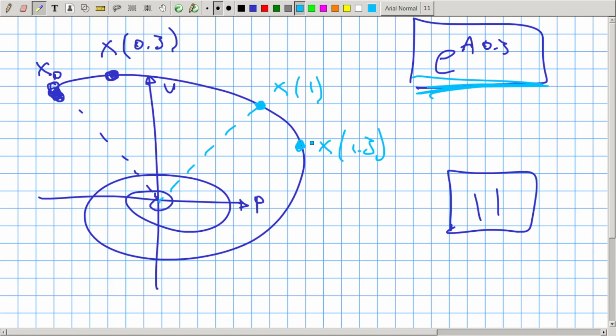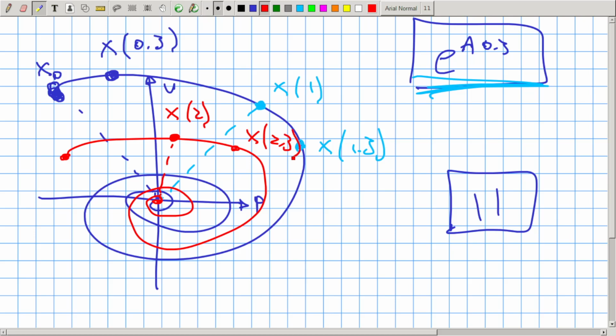People, do you see it? 1, 2, 3. Perfect. If I take another initial condition here and I see that my system is going to do something like this, and this is x of 2 and this is x of 2.3. This matrix here has to map this one into this one. True?